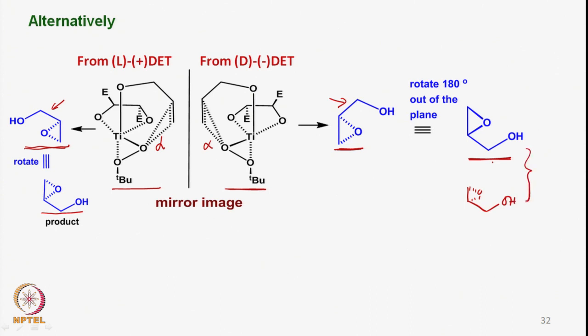and they conform to the mnemonic device that we looked at in the beginning. So this is another way of looking at the transition state by simply considering the fact that L plus DET is a mirror image of D minus DET, and therefore the transition state can also be the mirror image of each other when we take either L plus DET or D minus DET. So in both the ways we can see that the product that is formed is basically an enantiomer of each other.